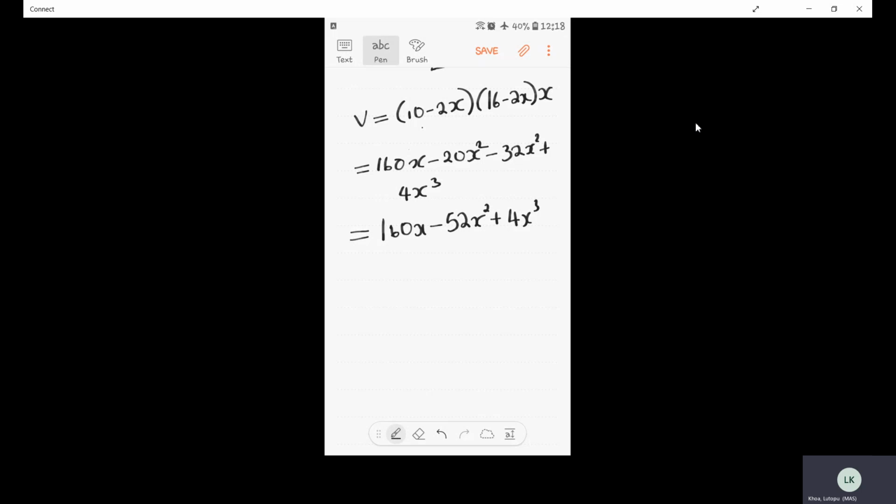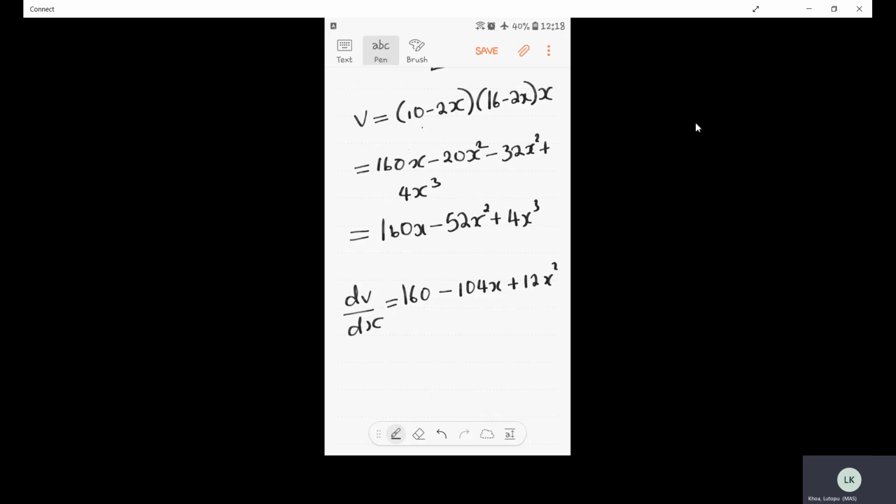Then we have to find the first derivative. So dV/dx, and this is equal to 160 minus 104x. So the 2 over there comes down and multiplies with the 52. That's why I get the 104. And then plus 12x squared.